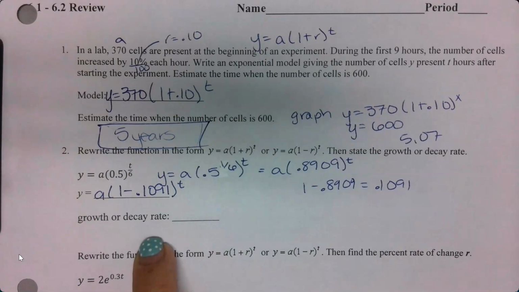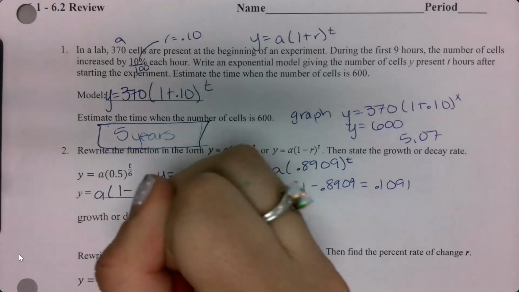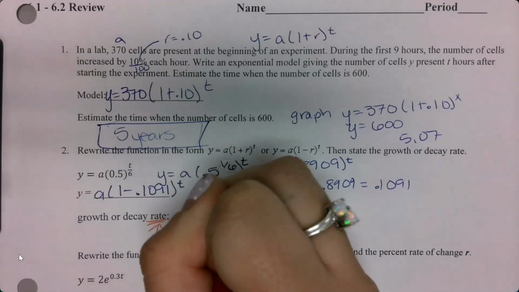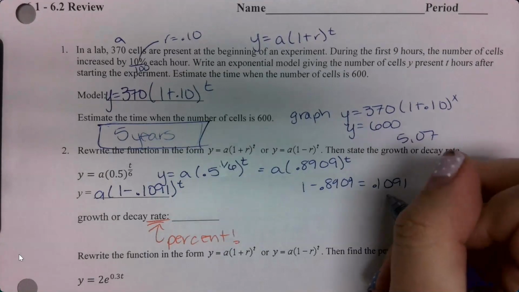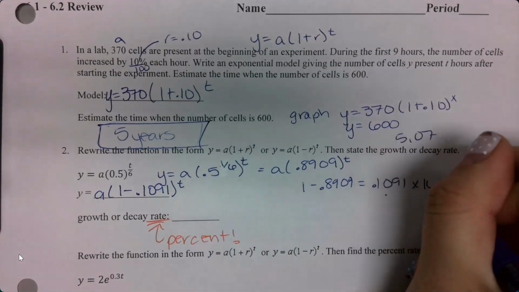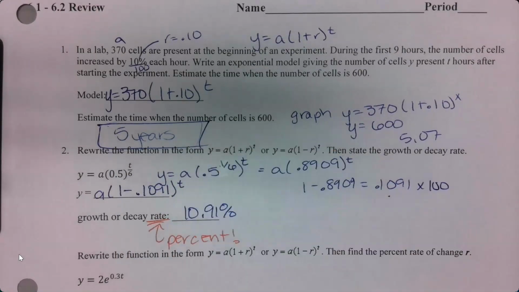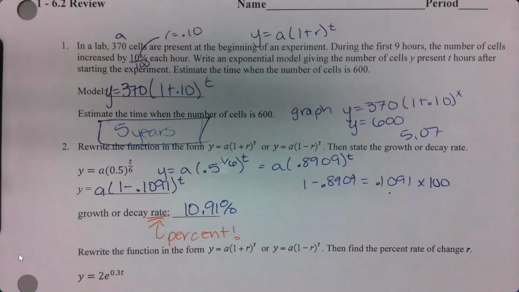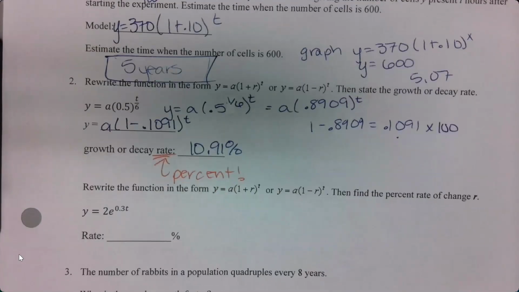Growth or decay rate is the percent. Make sure you pay attention to this on the quiz. So I want to turn this decimal into a percent by multiplying by 100. That's going to be 10.91%. Pay attention to the rounding on the test. I think it might be tenths place, but it could be hundredths. So just pay attention to what the test tells you, or the quiz.